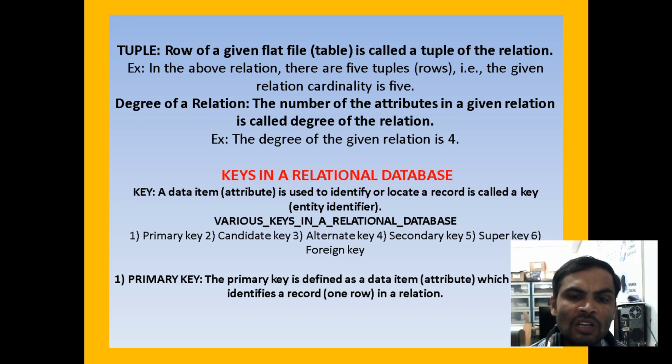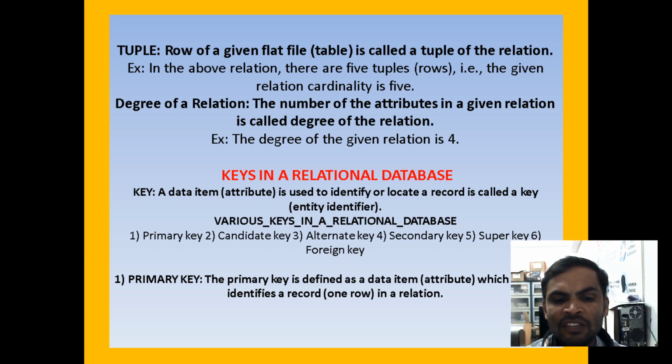For example, the locator of a record we call a key, meaning it is an identifier. When you identify the content of the information at a particular location of the attribute or column, then we can call it a key. Various types of keys are available in the relational database: primary key, candidate key, alternate key, secondary key, super key and foreign key. First we focus on the primary key.